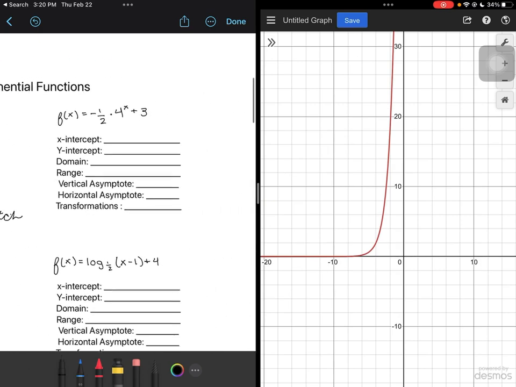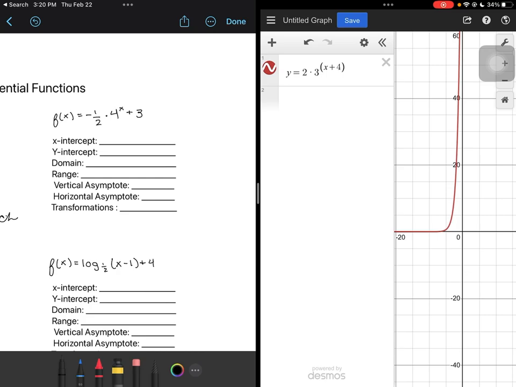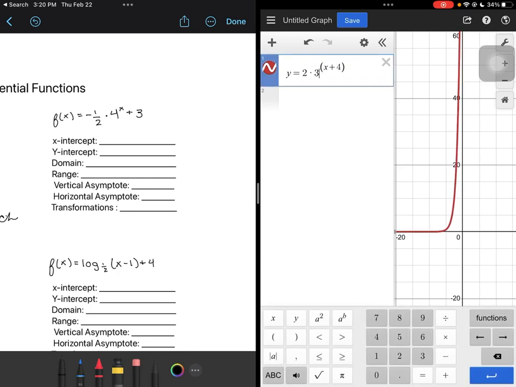So we're going to do the same thing with the next one. We have a couple differences. So I'm going to go ahead and rewrite or regraph our equation.